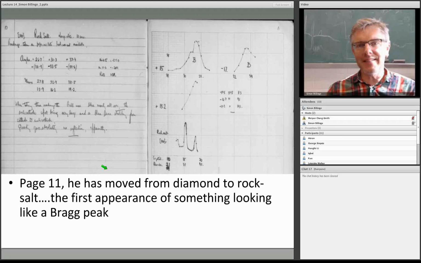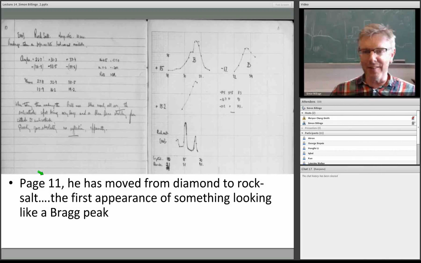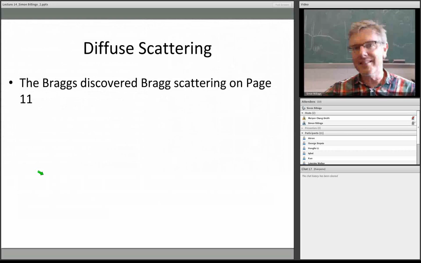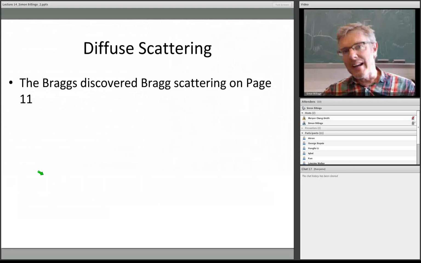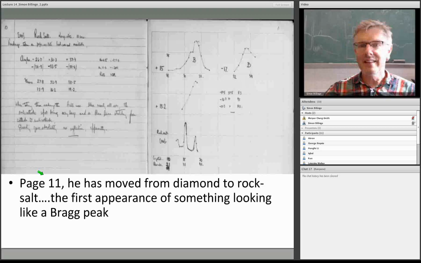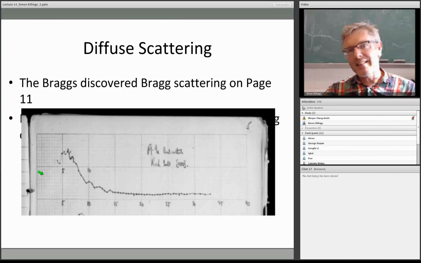So the Braggs got the Nobel Prize for discovering Bragg scattering, which was named after them. And here's the world's first Bragg peak. I already showed it to you, and it was on page 11 of their notebook. But actually, it's a little known fact that the Braggs discovered diffuse scattering before they discovered Bragg scattering. So remember, they discovered Bragg scattering on page 11, but they discovered diffuse scattering earlier.